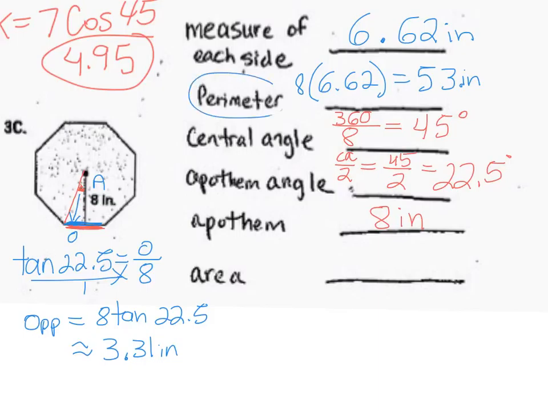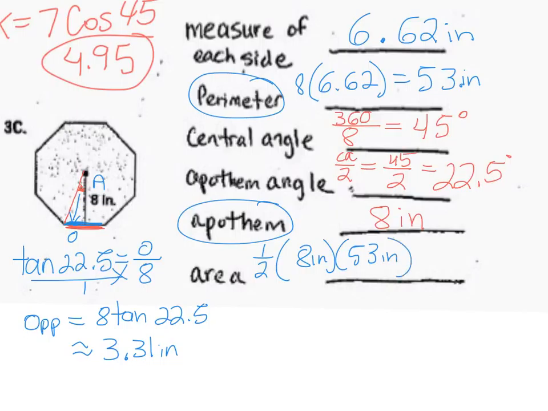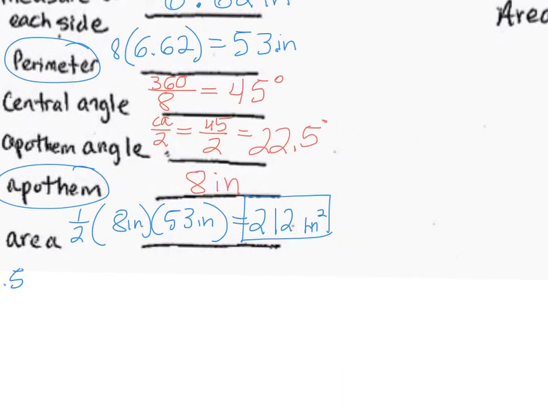Okay, perfect. So we got the perimeter, we got the apothem. Now let's just put that in the formula. 1/2, the apothem is 8 times 53. So 53 times 0.5 times 8. Did you get 212? Wonderful. So it's 212 square inches. And that's the area. Any questions about that? So far, so good. Awesome.